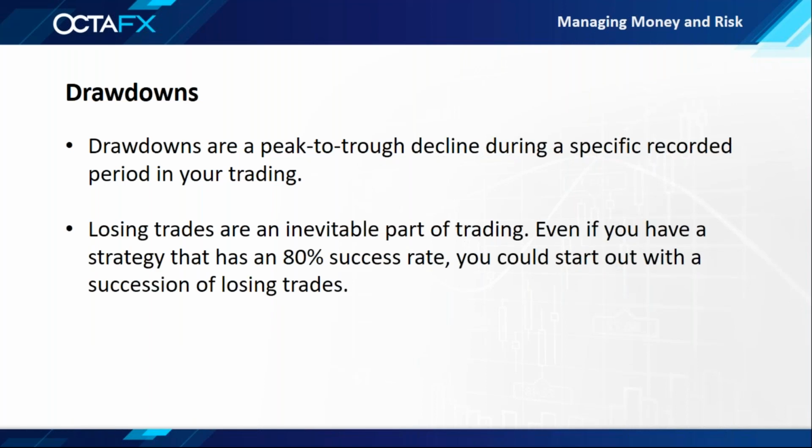So you want to keep in mind that losing trades are an inevitable part of your trading, and you might have a strategy with a really high success rate, but you could start out with a succession of losing trades. For example, you might have a strategy with an 80% success rate, and you might start out with a string of 10 losing trades. Wouldn't it be a shame if you blew out your account in those first 10 trades when the following trades all would have been winners statistically?